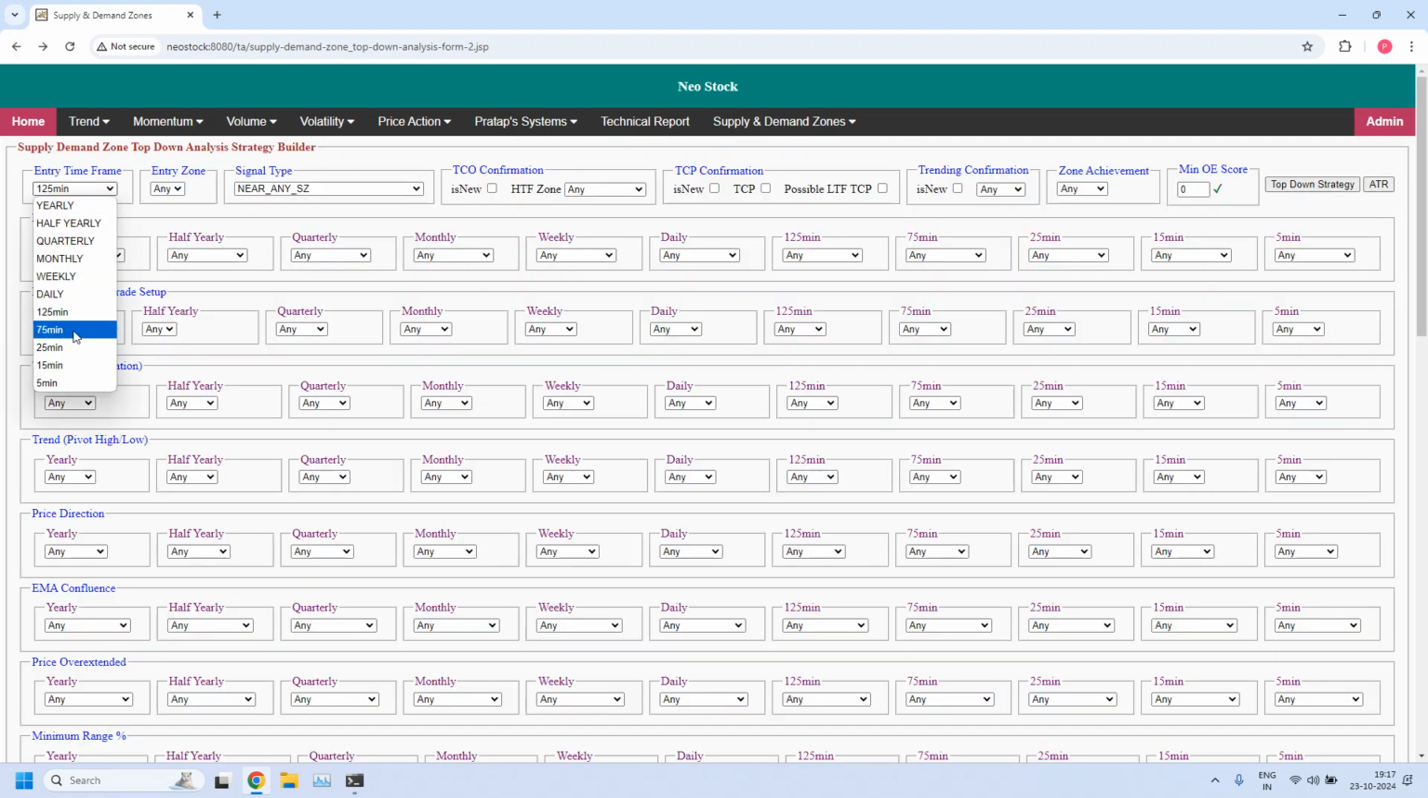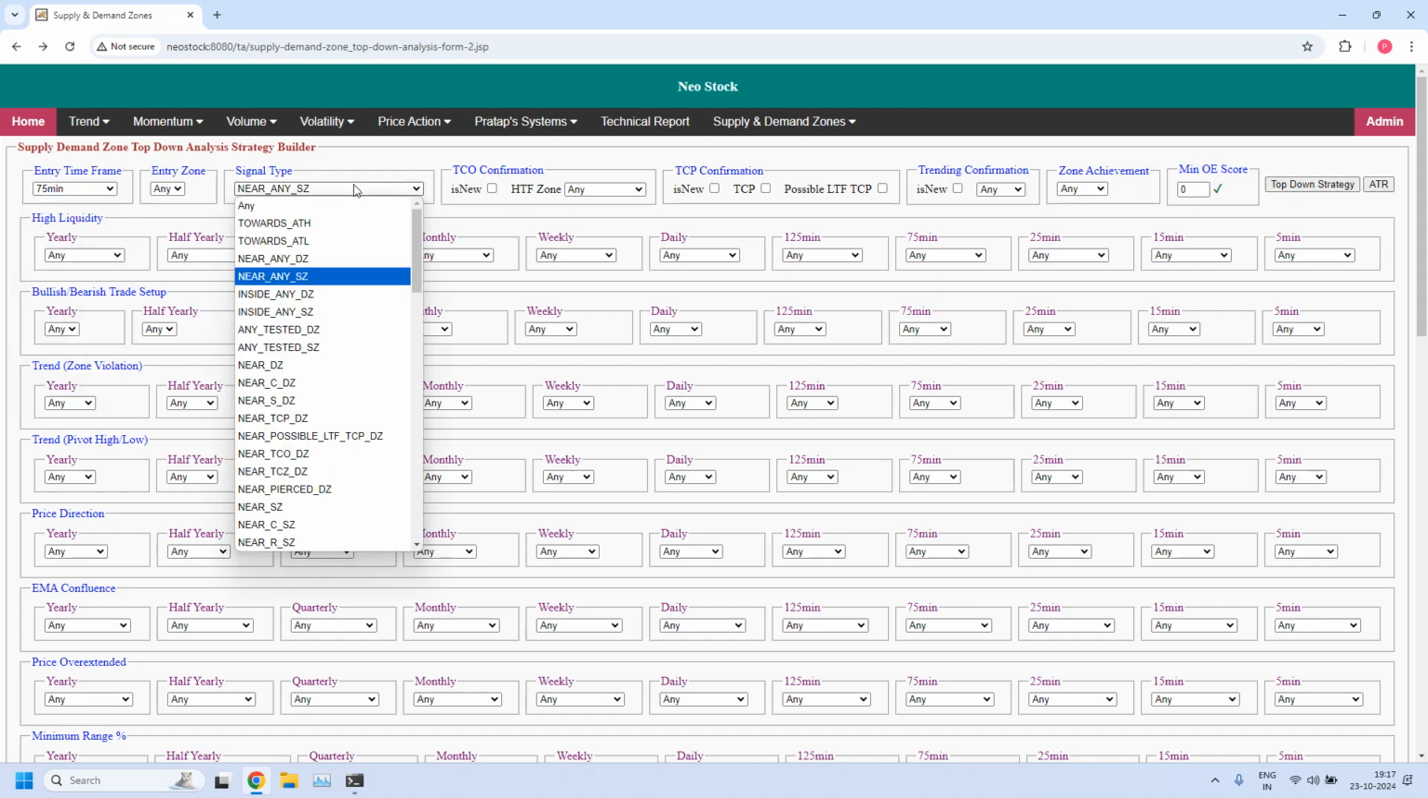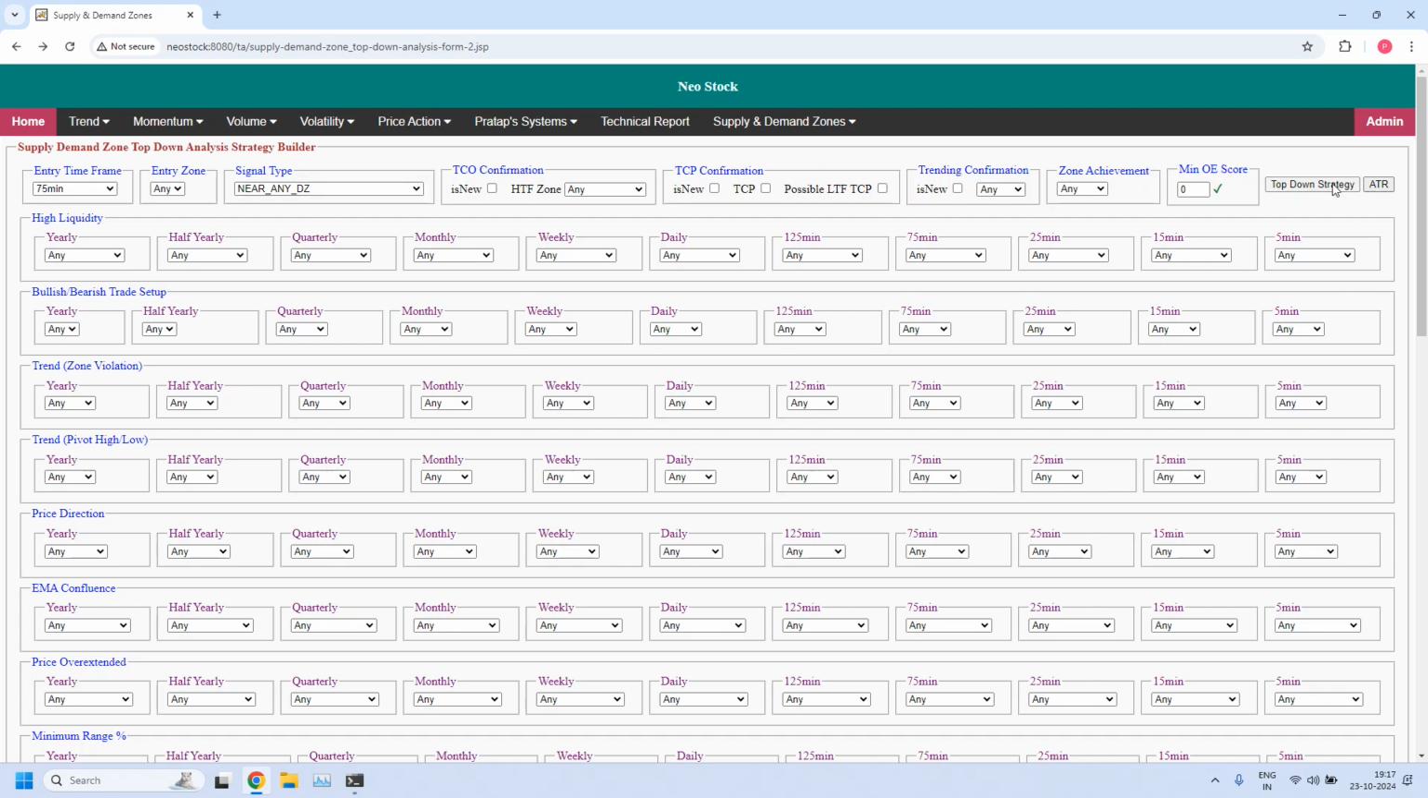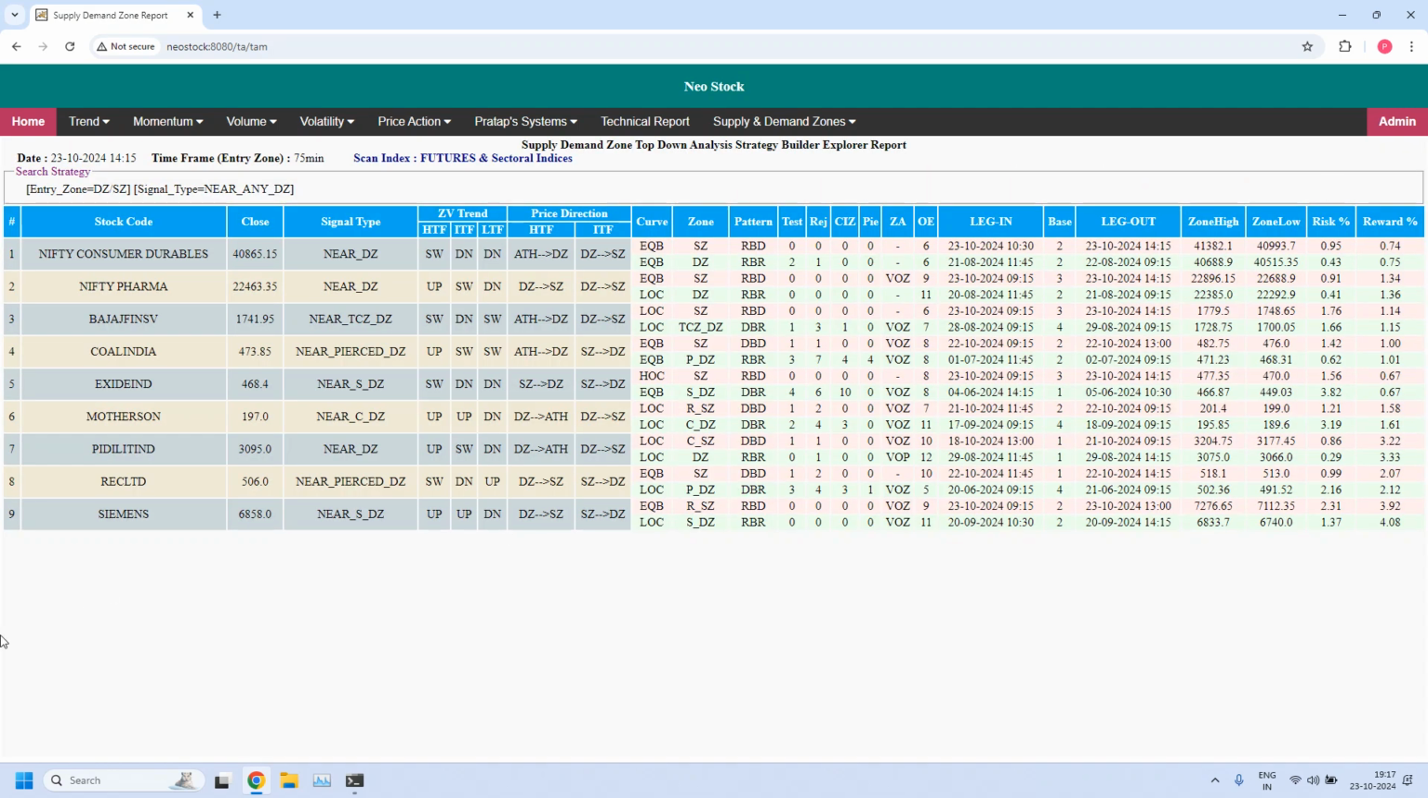Next time frame is 75 minutes. Entry time frame 75 minutes. Let us find the stocks near 75 minutes demand zone. 9 stocks are filtered near to the 75 minutes demand zone. Let us identify high liquidity demand zones from this list.